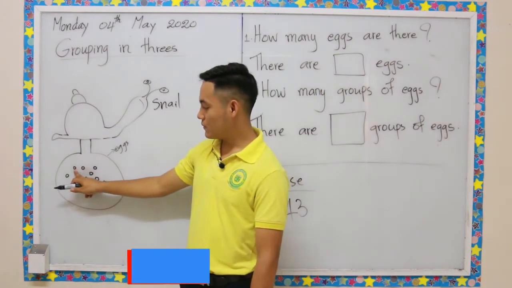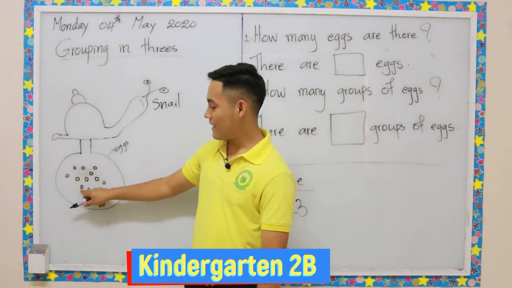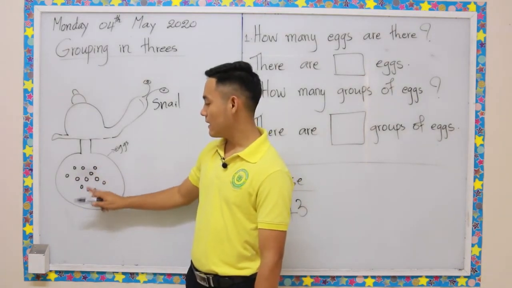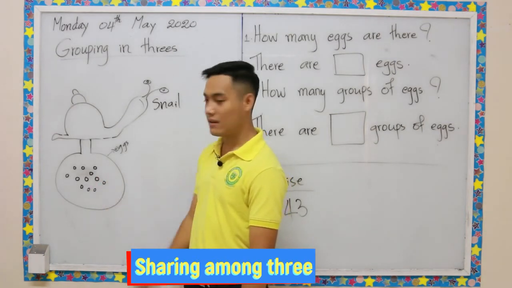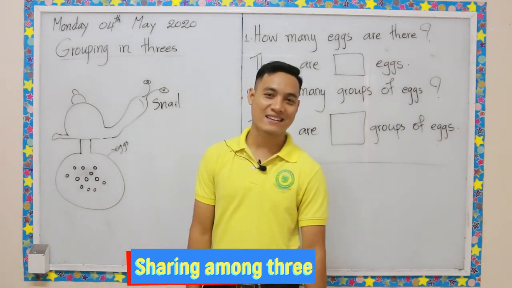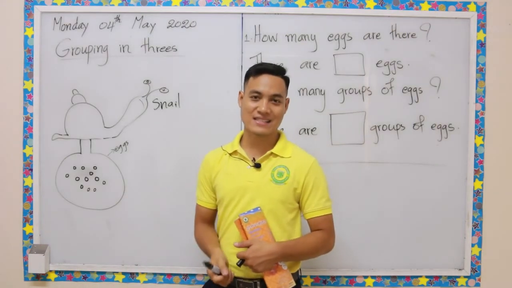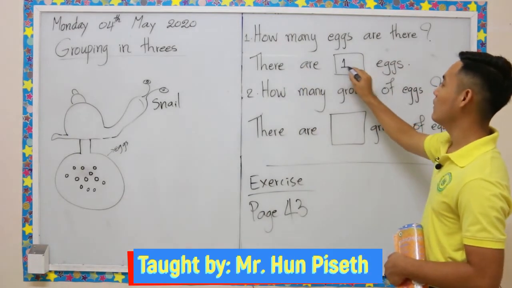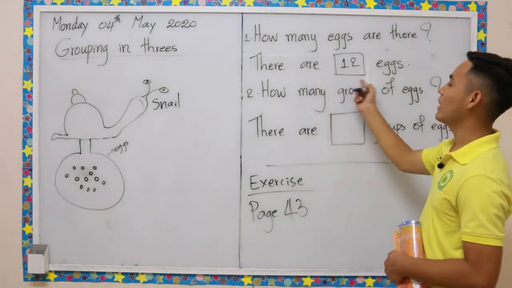1, 2, 3, 4, 5, 6, 7, 8, 9, 10, 11, 12. So how many eggs are there? The answer is there are 12 eggs. So you complete right here. There are 12, 1 and 2 become 12. 12 eggs. There are 12 eggs.